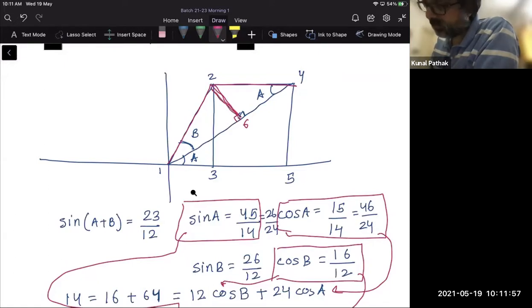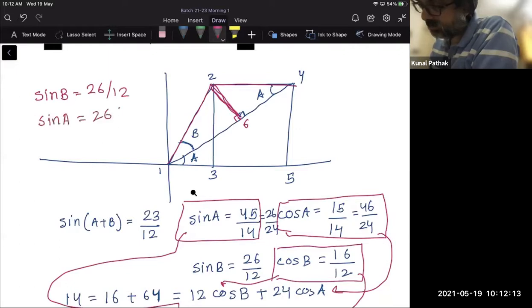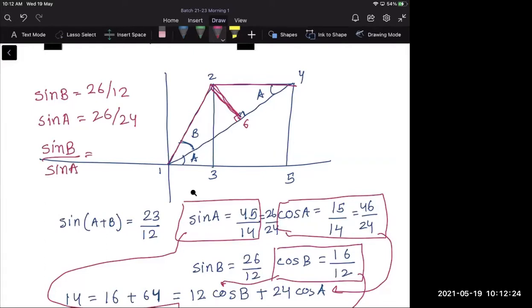Okay, so see what I'm doing. Sine B is equal to two, six upon one, two, and sine A is equal to two, six upon two, four. And I divide these two. So I get sine B upon sine A is equal to what? Two, four by one, two.